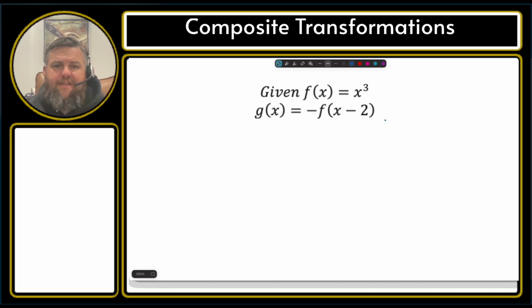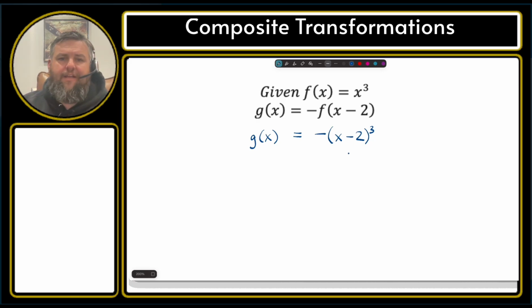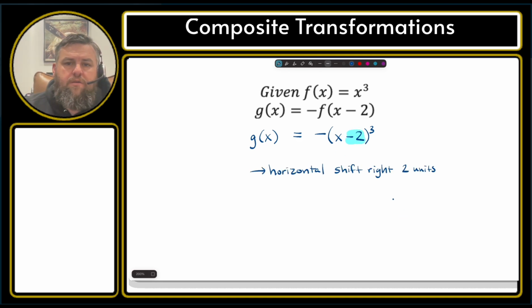First thing I want to do is take my function notation form and rewrite it so that it's in equation form. Okay, so we have g of x equals negative of x minus 2 cubed. Next, we're going to identify any horizontal transformations. So we have the minus 2 on the inside, which means we have a horizontal shift right 2 units.